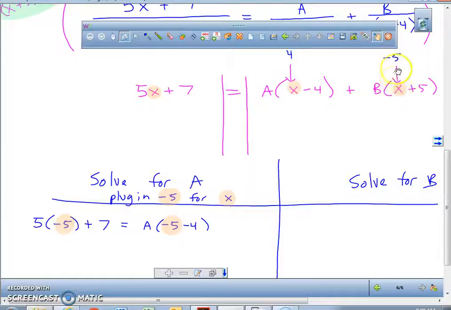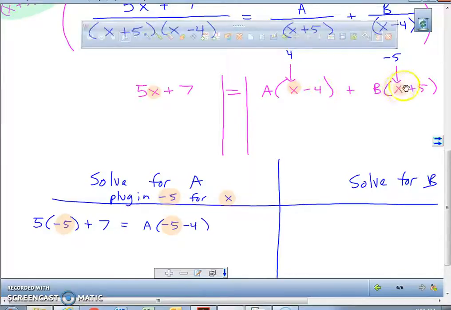The reason why I did a -5: look what happens when you plug in a -5 right here. What happens to all of my b's? That's a -4 right there. What happens right here if I plug in a -5? What's -5 plus 5? 0. So all of my b's are eliminated. They're gone. And this is all you're going to have left.